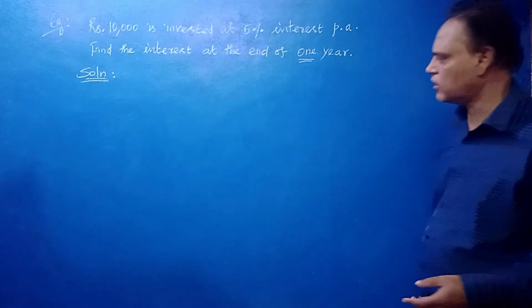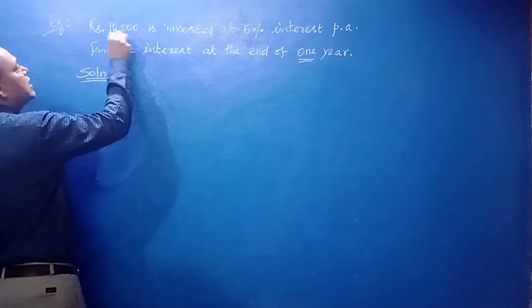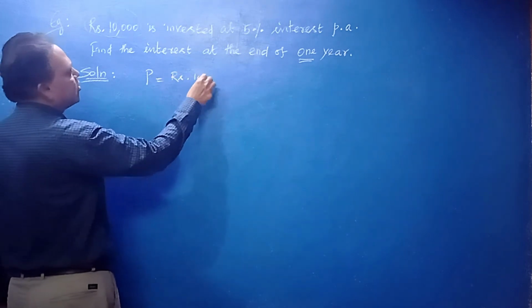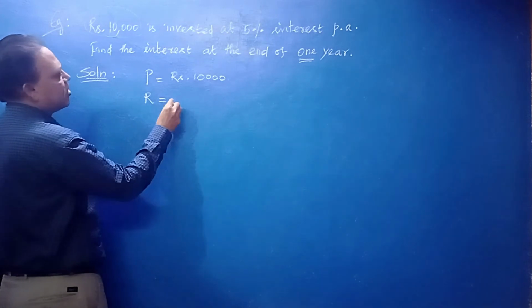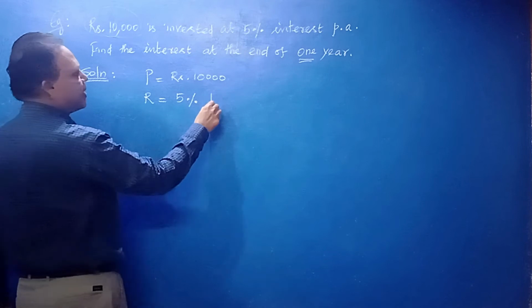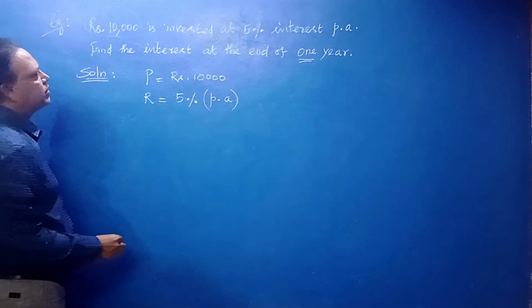You have to calculate at the end of 1 year. So here, first you have to find out the sum borrowed, that is P. P is given, rupees 10,000. Rate of interest, that is R, is given 5% per annum. You have to write per annum in brackets.